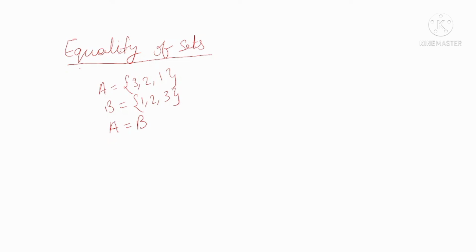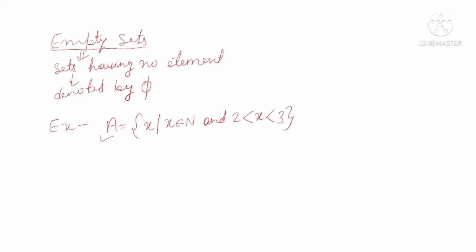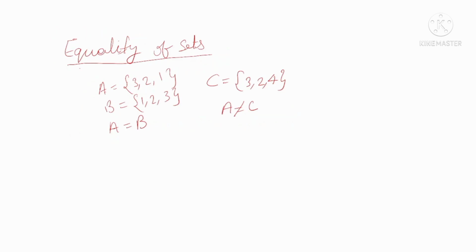Okay, and if C is another set with elements 3, 2, 4, then in that case set A will not be equal to set C. So that's about equality of sets.